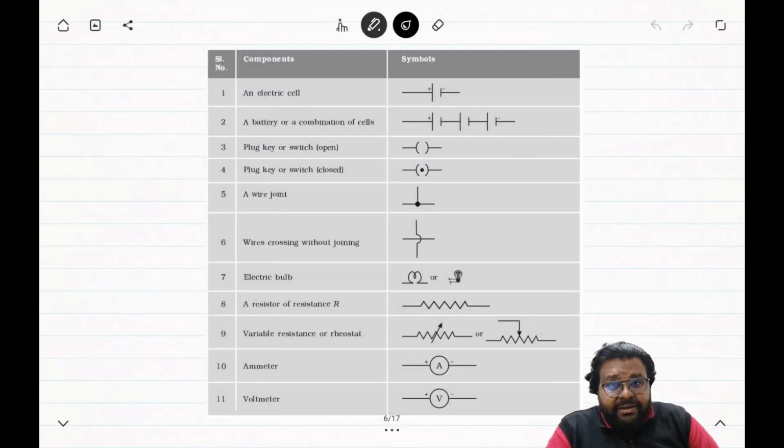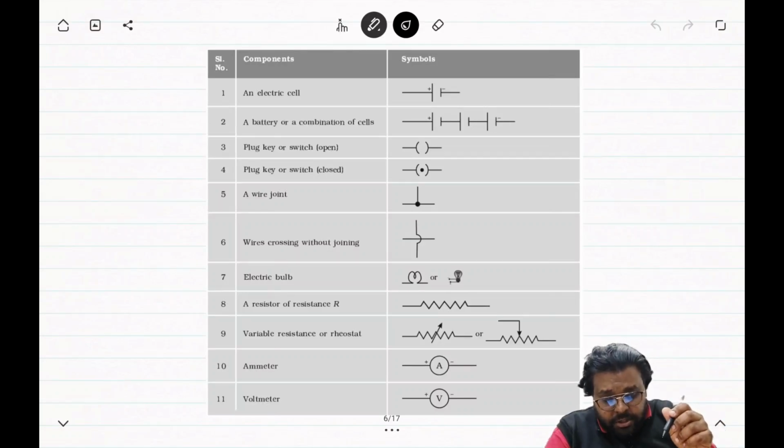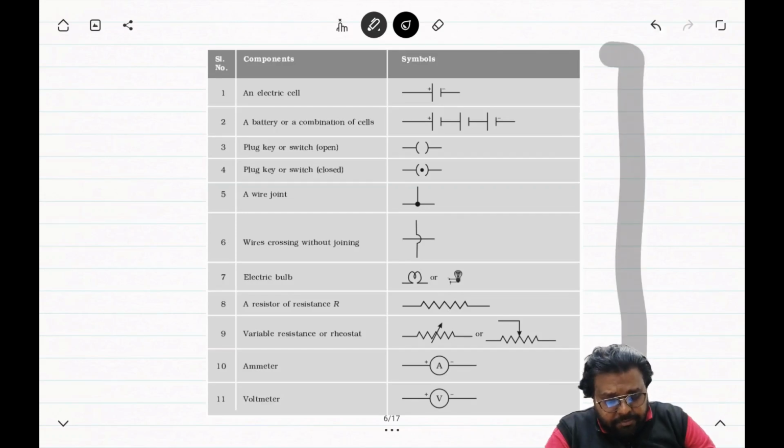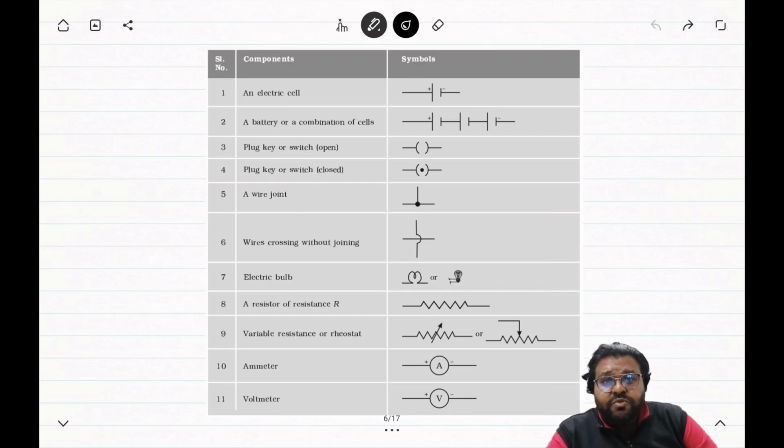For an electric cell, we use a long dash for the positive terminal and a smaller dash for the negative terminal. For a combination of cells which constitute a battery, we use multiple cells. A plug, that means a switch, is in brackets; a closed switch is a bracket with a dot. Then a wire joint. These are the symbols for various electrical components which we use in general. You have to learn all these, especially resistance, wire joint, bulb, rheostat, voltmeter, ammeter, galvanometer.